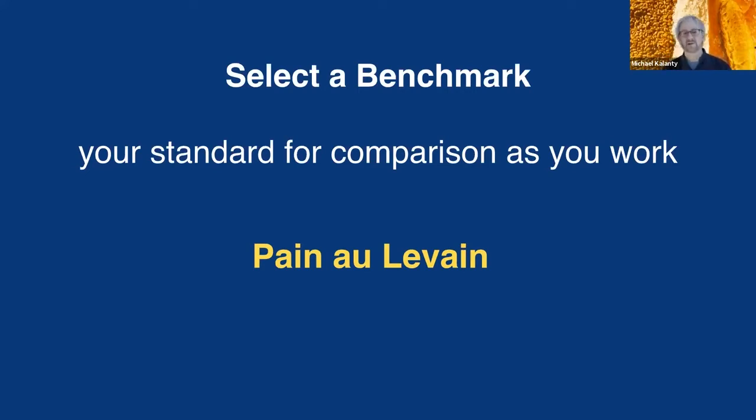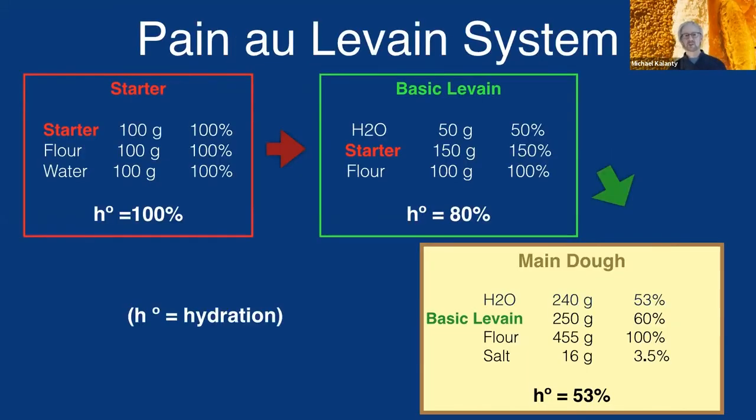For me, that is my pan au levain. It's a basic sourdough system, but for me, it's like riding a bike. So whenever I develop something, I go right to that. Here is an overview of what that pan au levain system looks like for me. I take a starter, I make a basic levain or a first build, and then that goes down into my main dough. So I have these numbers up here just as guidelines.